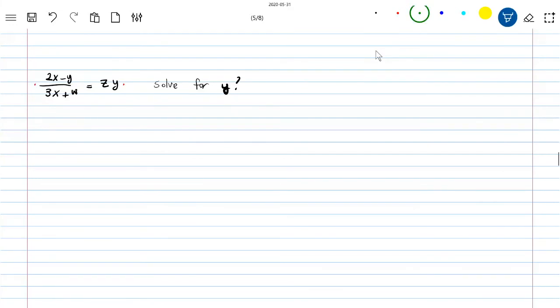In this case, what do I multiply it by? I will multiply it by the common denominator. Here, the denominator is 1 really, that much. So I will multiply 3x plus w to both sides. 3x plus w.